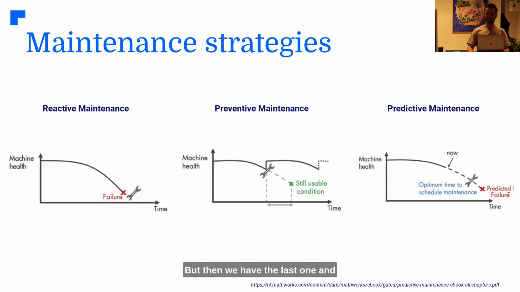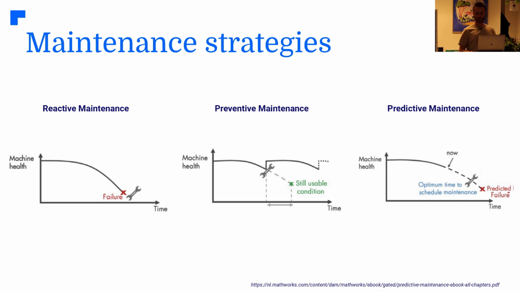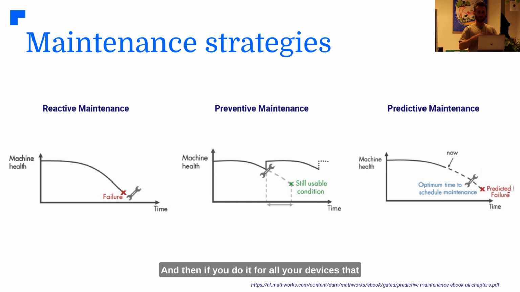But then we have the last one, and this is, I think, for most companies the most ideal one: predictive maintenance. In predictive maintenance you try to predict when some parts will break down. And then if you do it for all the devices that you have, then you know in advance, for that device I have to do maintenance in 2 months, and for another device I have to do it in a couple more months.